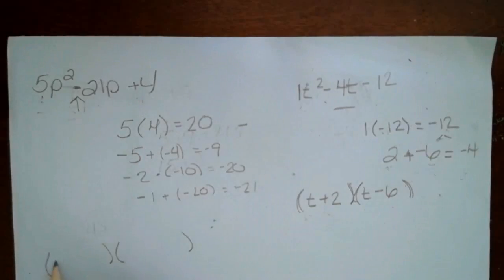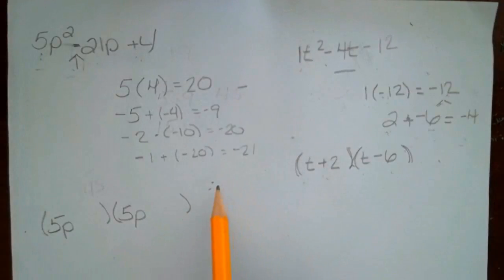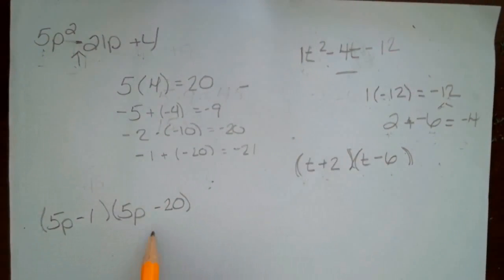So similar to how we just brought our t down to start this, we're going to start with the coefficient of the a term and the variable. So we have 5p in both places. Then we're going to look at our factors, which were negative 1 and negative 20. If we look, these aren't completely factored. We have 5p minus 1 and 5p minus 20.